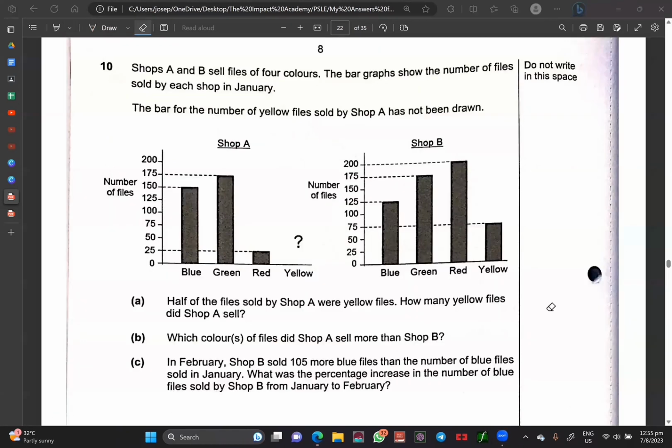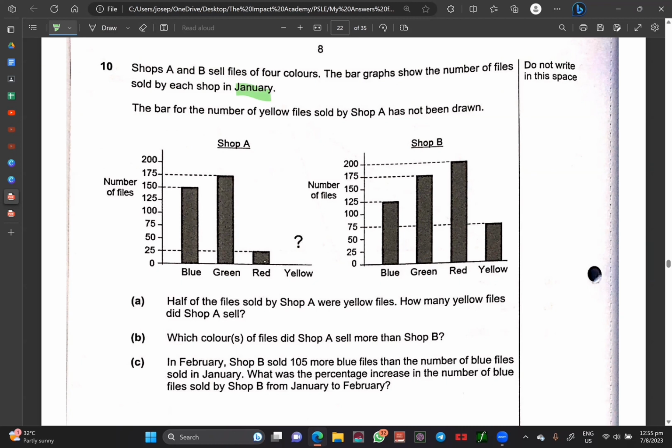So let's move on to question number 10. Now, as you can see over here, it says that shops A and B sell files of four colors: blue, green, red, and yellow. And they have drawn these bar graphs to show you the number of files sold by each shop in January. Okay, so these are bar graphs for just January. Now, the bar for the number of yellow files sold by shop A has not been drawn, which means I need to find it.